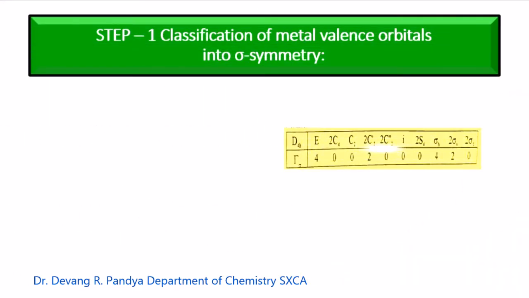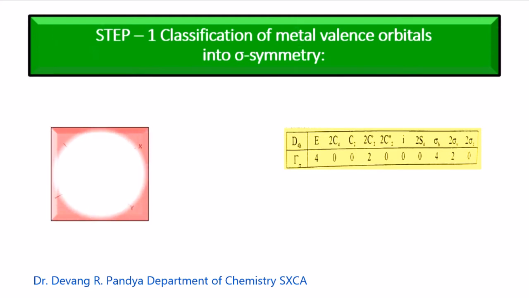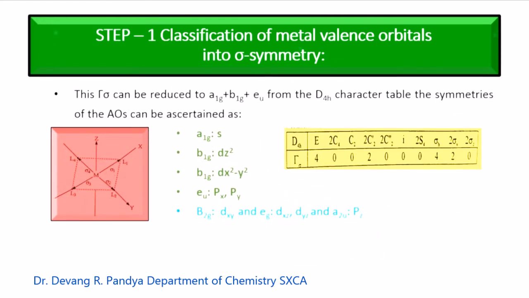Further into step 1, when we have D4h symmetry, the group theory assigns D4h to square planar geometry, and for its sigma interaction we're going to find out the irreducible molecular symmetry terms, or in other words, symmetry labels. This sigma can be reduced to A1g, B1g, Eu from the D4h character table.